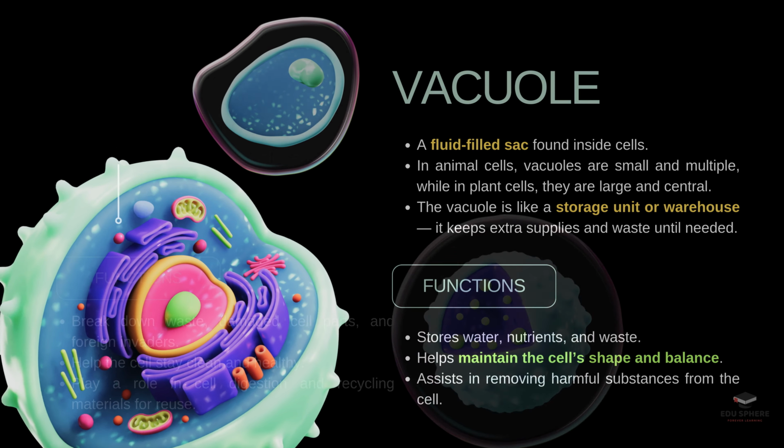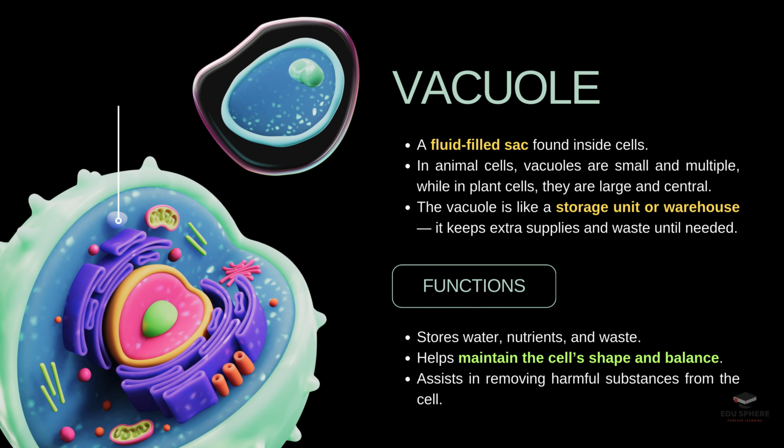Let's talk about vacuoles. In animal cells, vacuoles are small sacs filled with fluid, serving as storage spaces for water, nutrients, and waste. While plant cells have much larger vacuoles, animal cell vacuoles still play important roles in maintaining balance within the cell, and eliminating harmful substances.